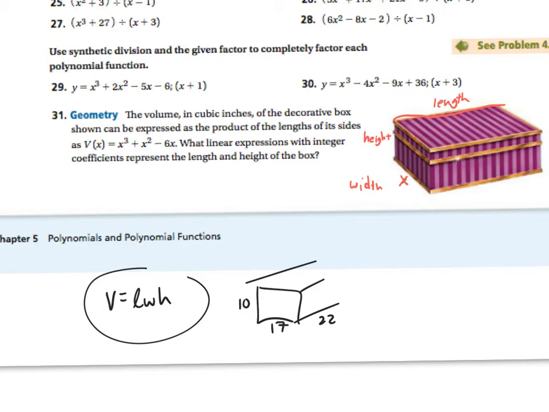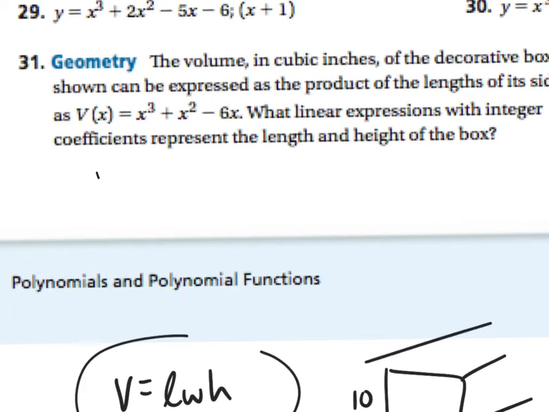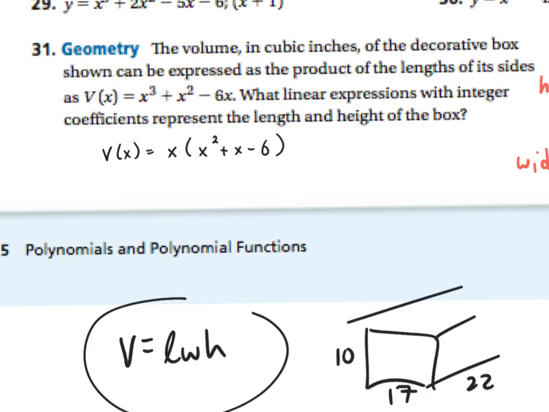First thing, I need to get the x out of the way. So V of x is equal to, and I pull out the x using the distributive property, so now we get x times the quantity x squared plus x minus 6. So really all it's asking us here is how do I factor this? And we already know how to factor that.